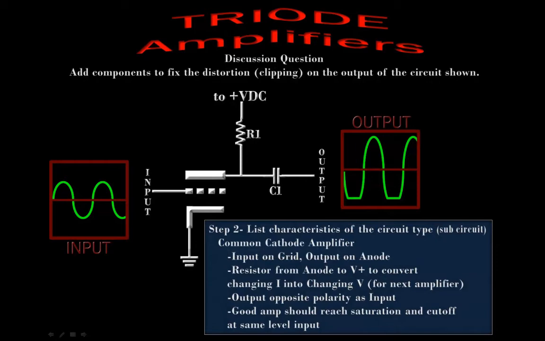And in a good amplifier, we should reach saturation and cutoff at the same level of input. What that means is that I should be able to go as positive from 0 before I reach saturation as I can go negative from 0 before I hit cutoff. Most audio waveforms are symmetrical, or at least average out to being symmetrical, so we need to have that room to go both positive and negative in the same amount.